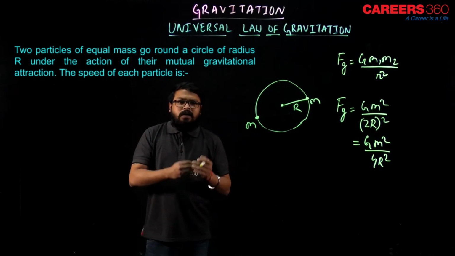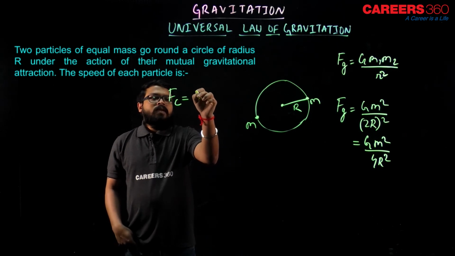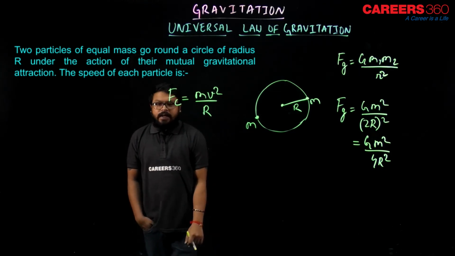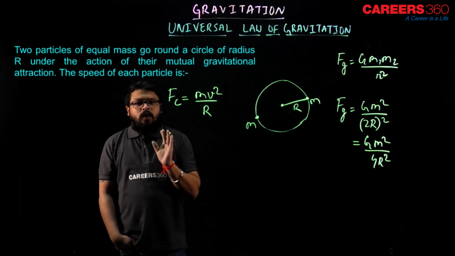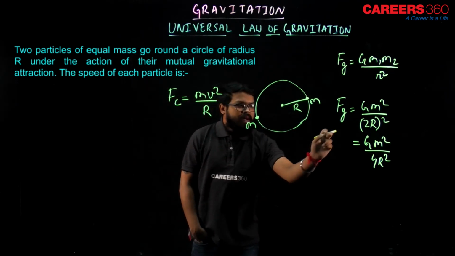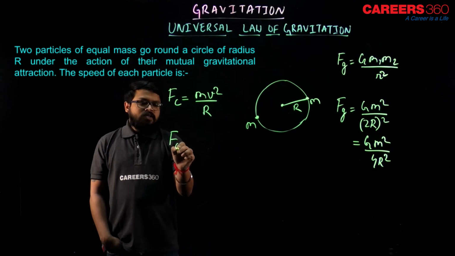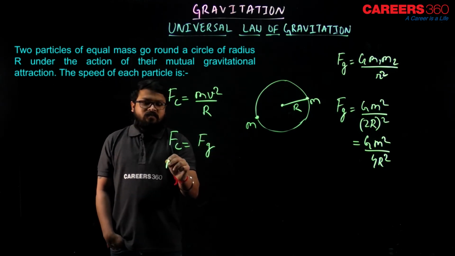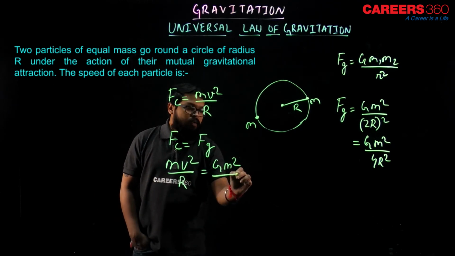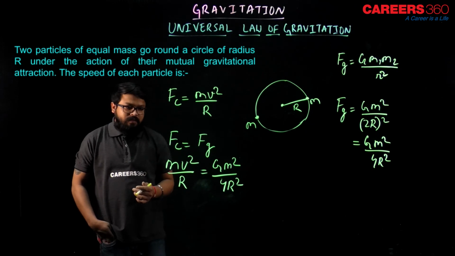Now what is the centripetal force over here? Centripetal force Fc would be nothing but mv square by r, where capital R is the radius of the circular path. Now this centripetal force to each of the masses is provided by this gravitational force, isn't it? So Fc equals Fg, so mv square by r equals G m square upon 4r square. So this is the centripetal force, that is nothing but the gravitational force.